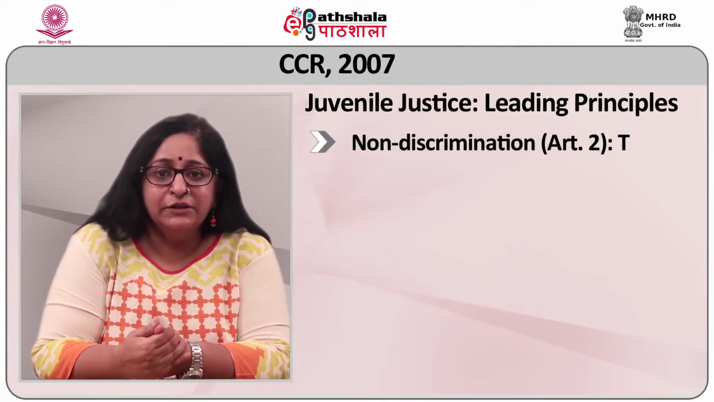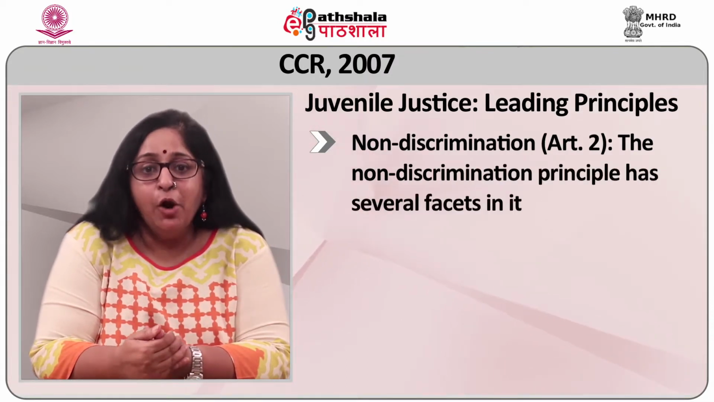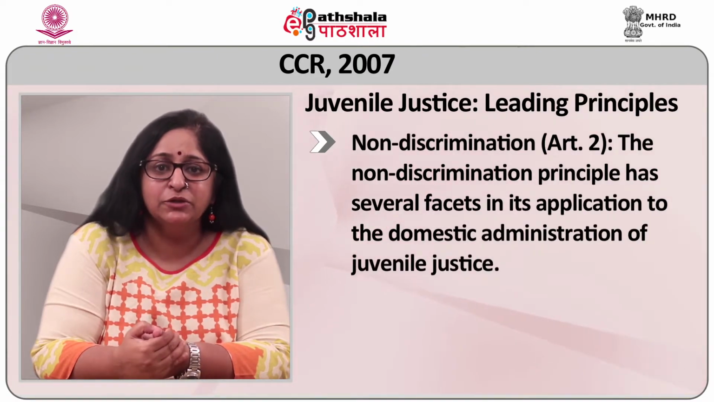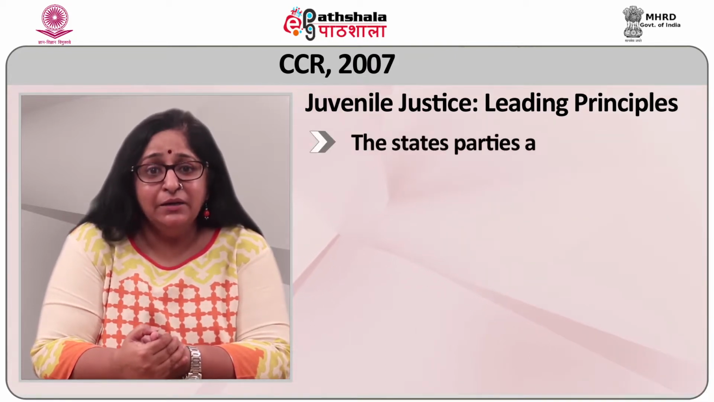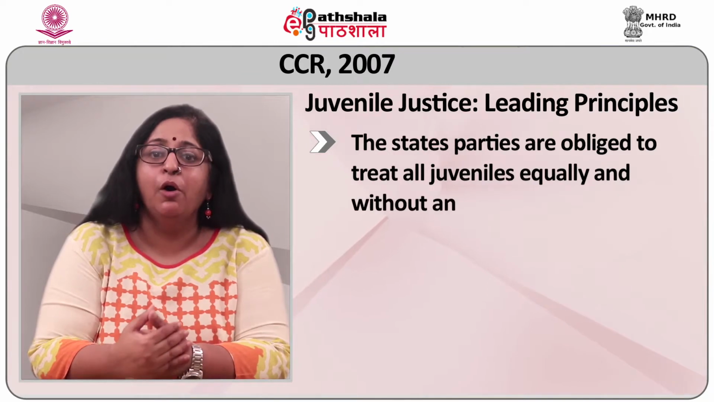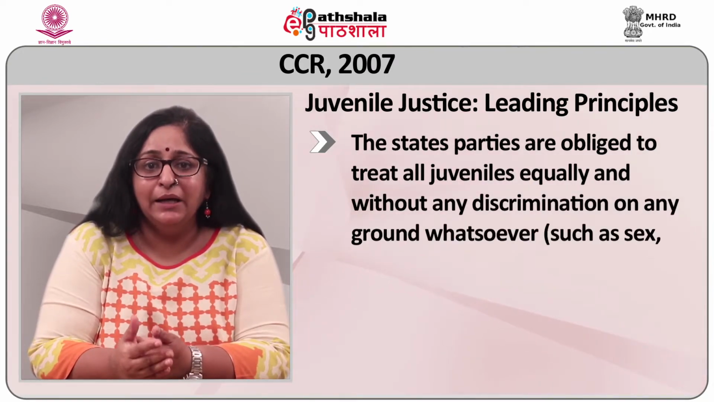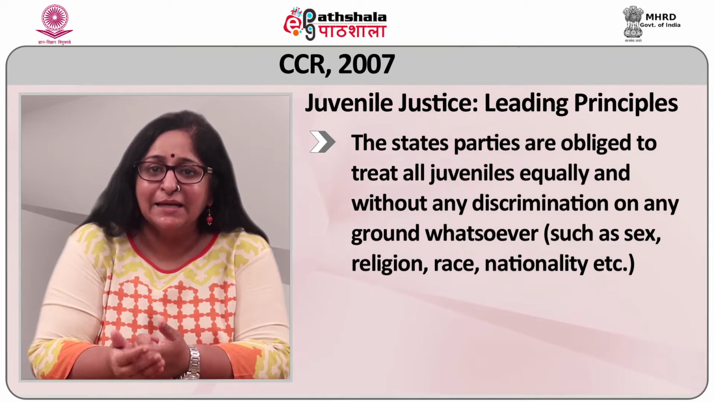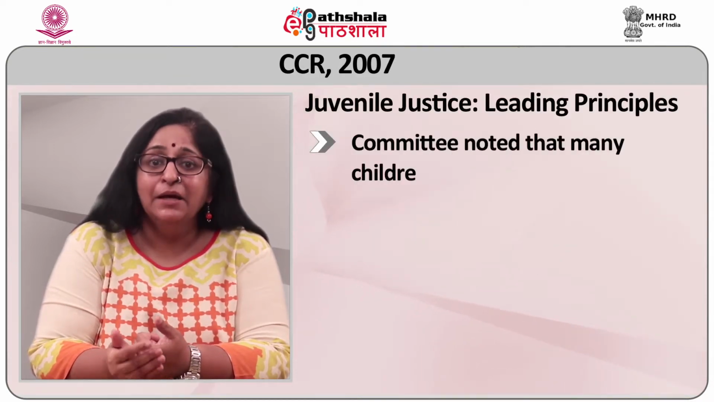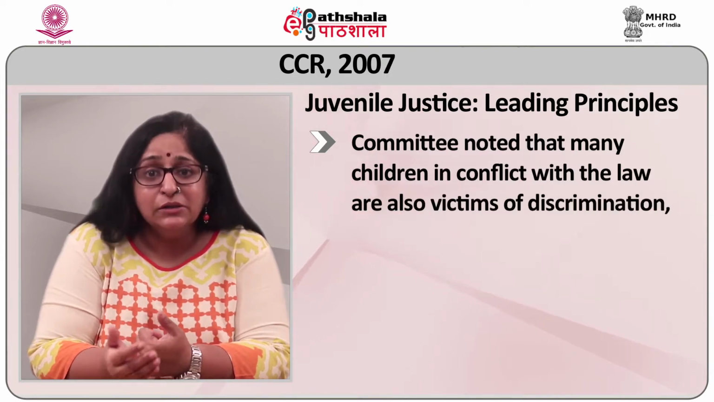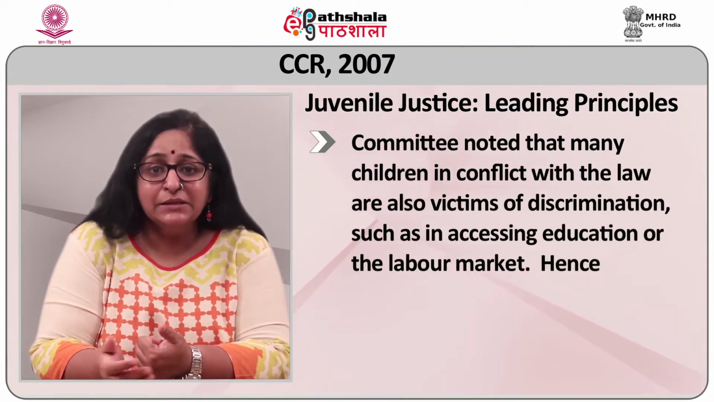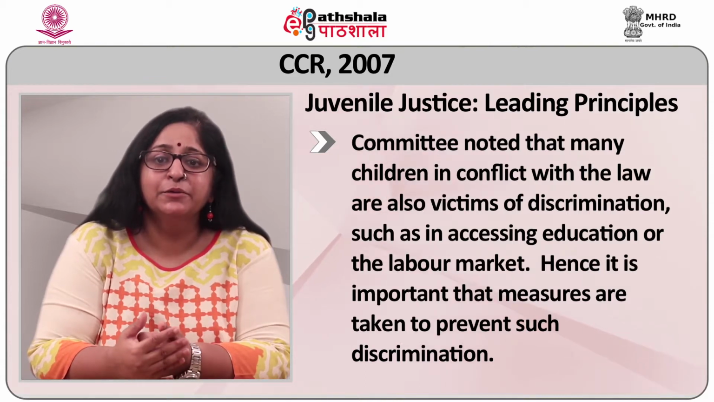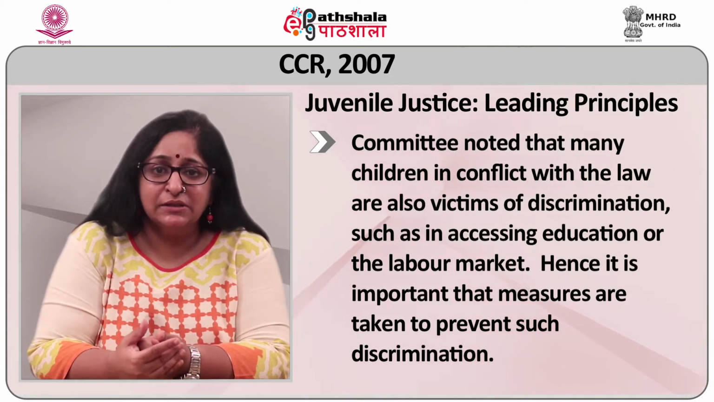First principle is non-discrimination, Article 2. The non-discrimination principle has several facets in its application to the domestic administration of juvenile justice. Firstly, the state parties are obliged to treat all juveniles equally and without any discrimination on any ground whatsoever, such as sex, religion, race, nationality, etc. Secondly, the committee noted that many children in conflict with the law are also victims of discrimination, such as in accessing education or in the labor market. Hence, it is important that measures are taken to prevent such discrimination.